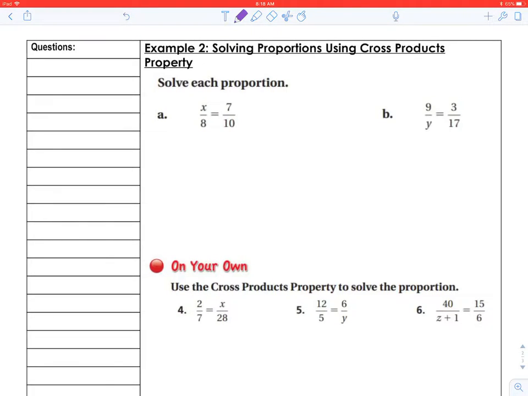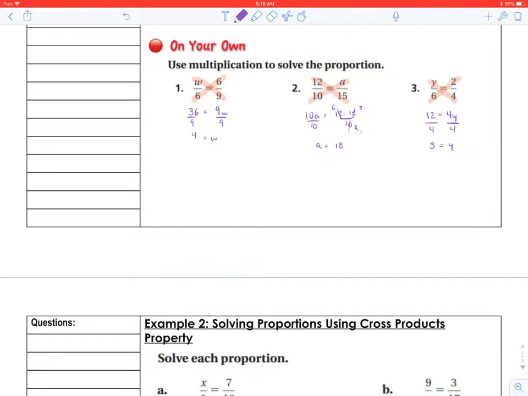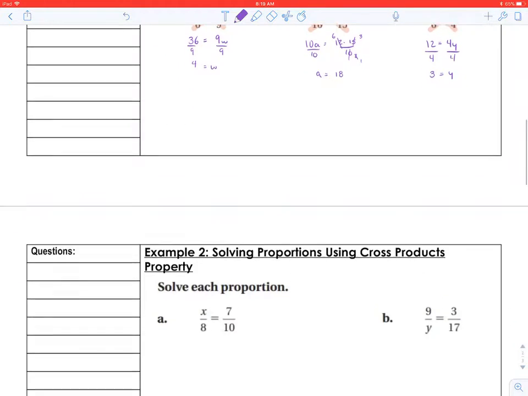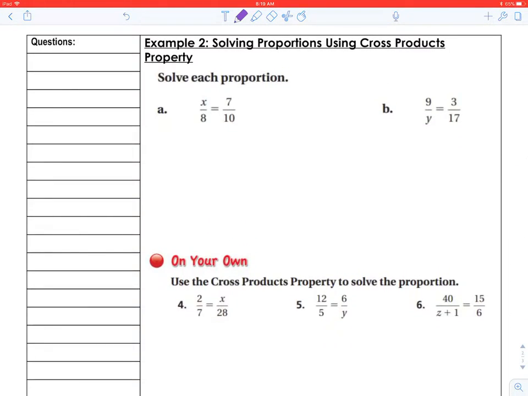All right, example 2, solve proportions using cross product property. Now, we already are using the cross products, which is what we did for the on your own. It told us to use multiplication to solve it, which means that we were going to be solving using the multiplication property, that is method 2. But I decided to use cross products, and that's fine if you decide to use cross products as well. I just want you to be able to find the variable.